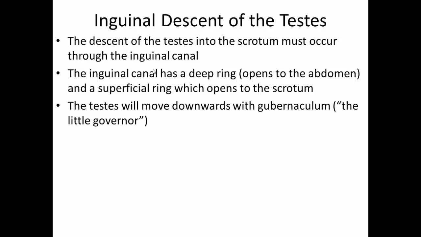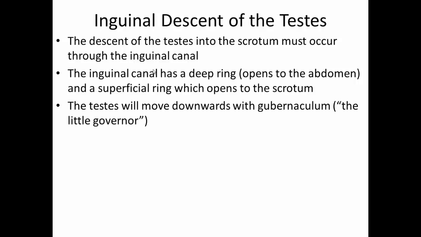So that does bring up this interesting fact that we have the testes going through the inguinal canal. The descent of the testes into the scrotum does occur through this inguinal canal. And the inguinal canal is essentially like a tube, and it has a deep ring that opens to the abdomen, and then it has a superficial ring that opens up to the scrotum. And the thing that's going to move the testes downward is called the gubernaculum. That stands for little governor.